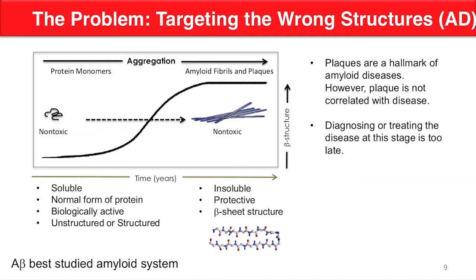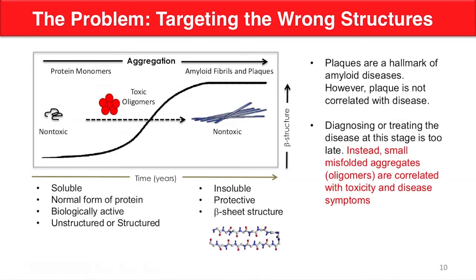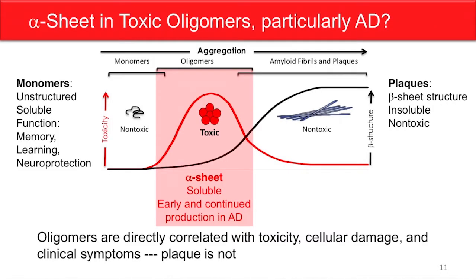Instead, we know that there's something else going on before that, the toxic stage. And so if you're diagnosing or treating patients at the stage where the plaques have already formed, you're really too late. And so we really want to focus on these toxic oligomers. So these are small misfolded aggregates, oligomers. They are correlated with toxicity and disease symptoms. And so in the next slide, you'll see how this occurs in terms of the time frame.